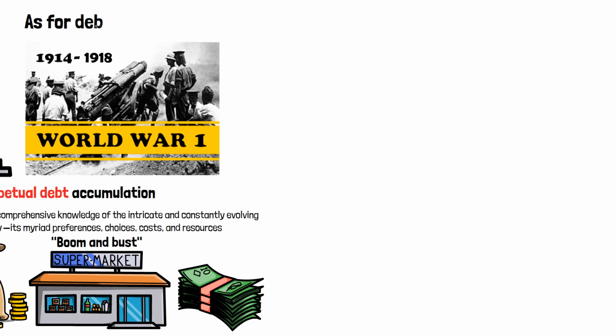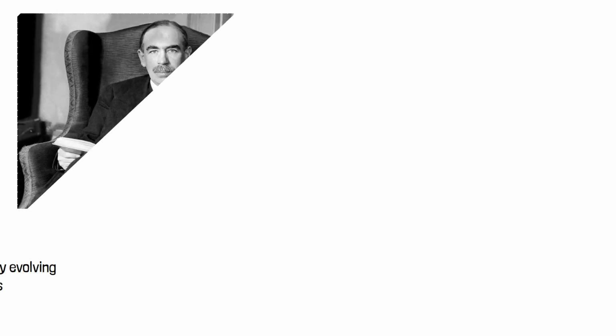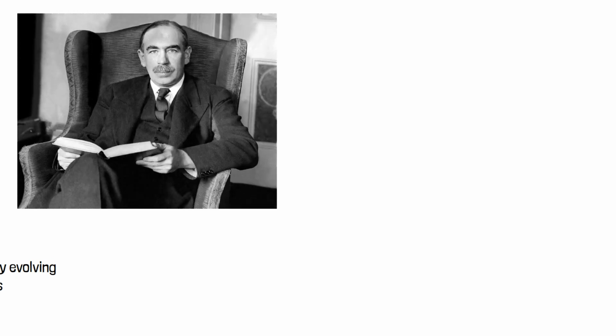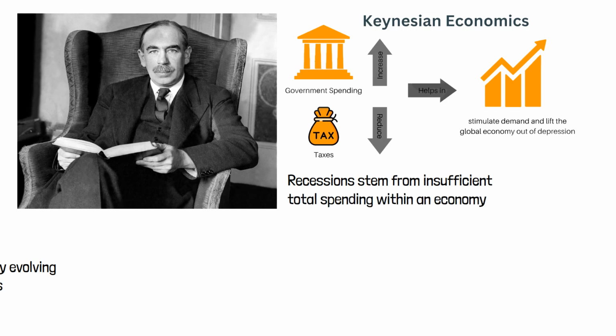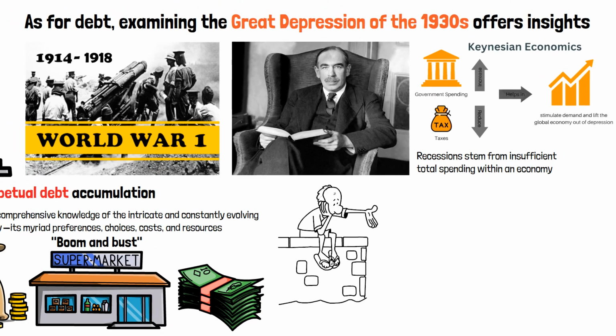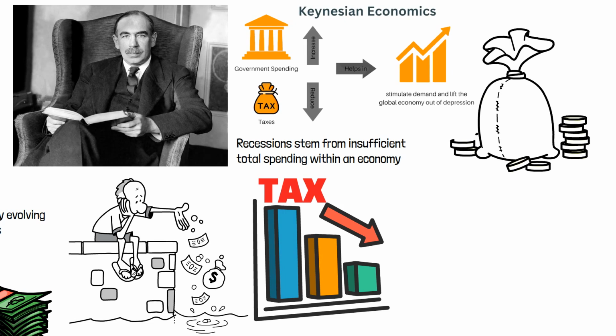As for debt, examining the Great Depression of the 1930s offers insights. Governments increasingly embraced policies advocated by economist John Maynard Keynes and his followers, the Keynesians. According to this perspective, recessions stem from insufficient total spending within an economy. The Keynesian solution posits increasing spending to counter recessions. However, achieving this entails limited options. While lowering taxes could theoretically stimulate spending, individuals typically opt to save rather than spend extra income during economic downturns.